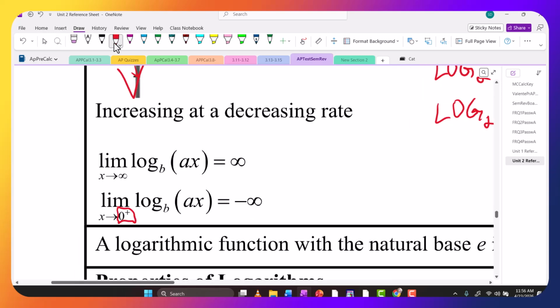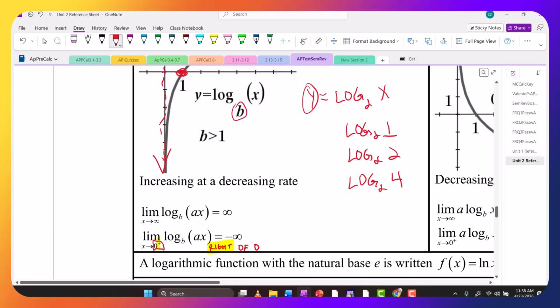All right, notice this logarithm's limit statement. 0 plus. That means to the right of 0. That plus means right of 0. Again, this is review. This should spur a memory. And when I'm just right of 0, my output's way down here. So that's why this is negative infinity.